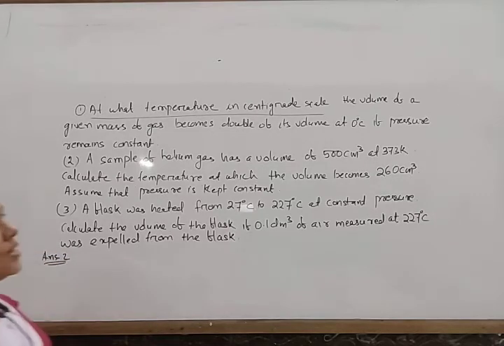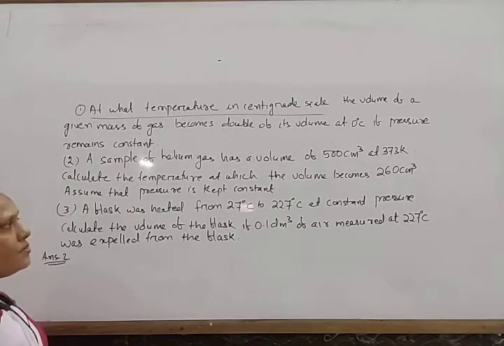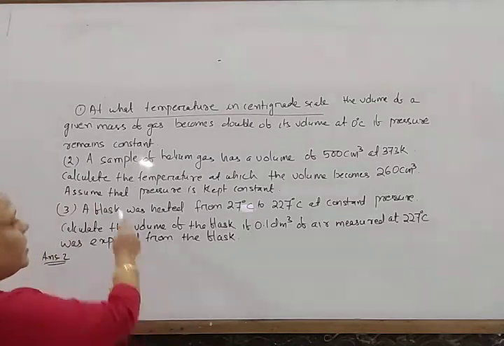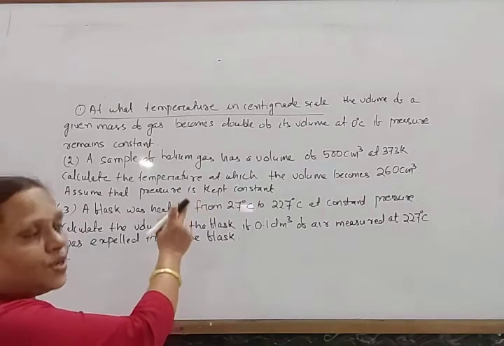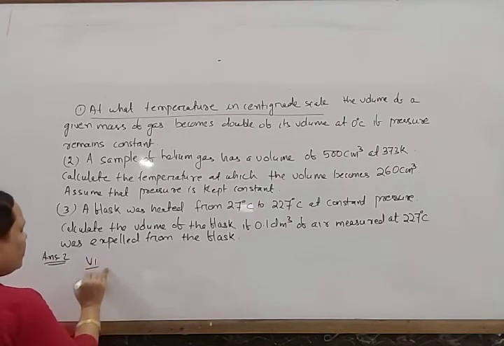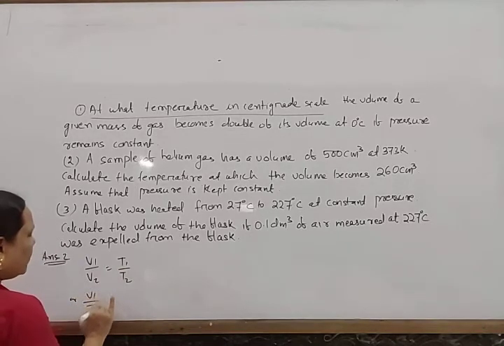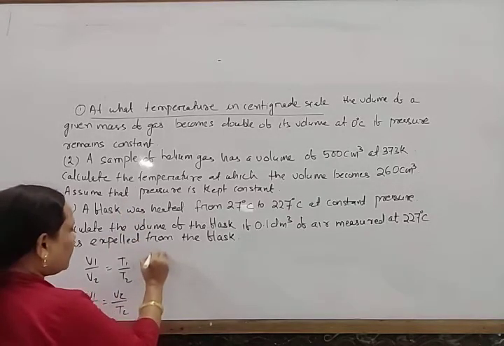A sample of helium gas has a volume of 500 cm cube at 373 Kelvin. Calculate the temperature at which the volume becomes 260 cm cube, assuming that pressure is kept constant. As pressure is constant, the relation is between volume and temperature. So this is Charles' law. According to Charles' law, V1 by T1 equals V2 by T2, or V1 by V2 equals T1 by T2.